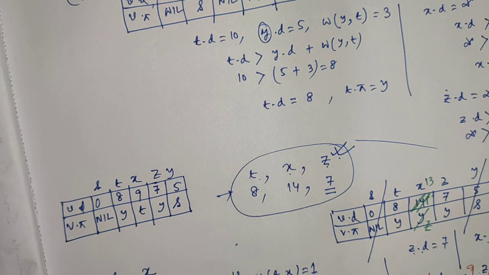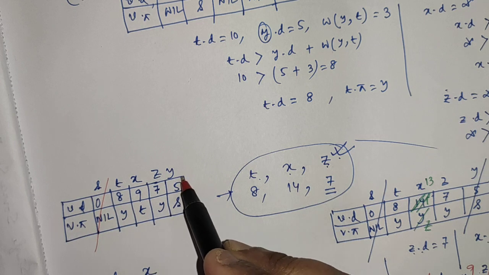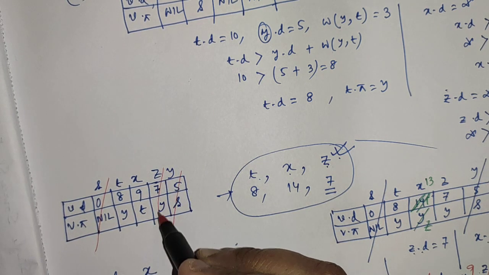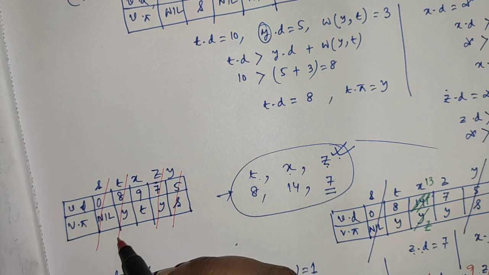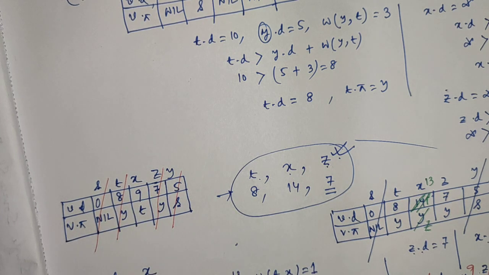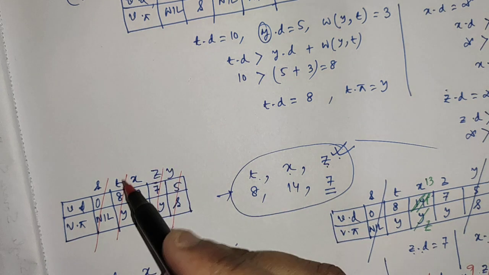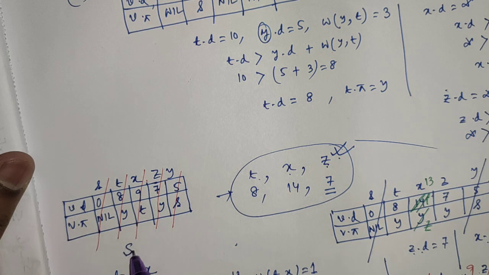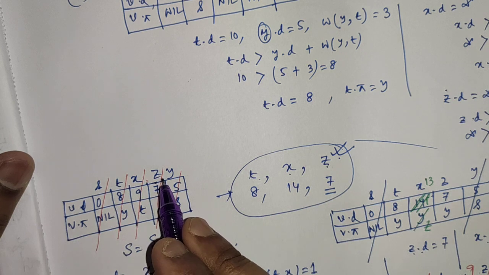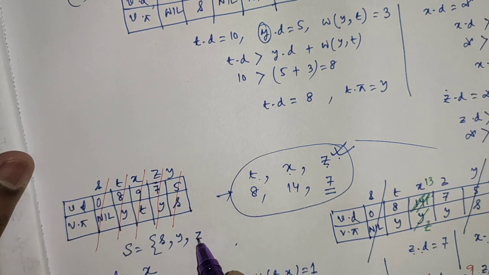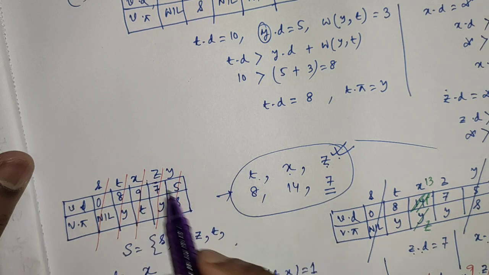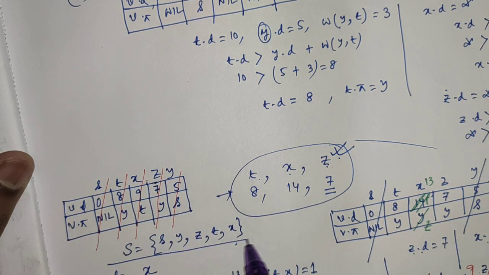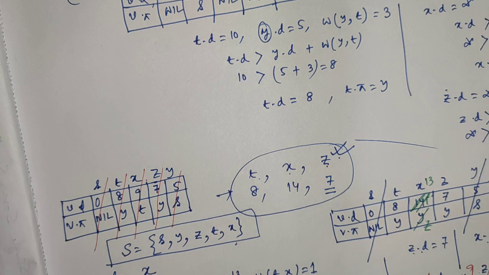So S is complete, next Y completes, then Z completes, now T completes, remaining is X. X is complete by default. Okay, so all are finished. Then the final set S: first S, then Y, then Z, then T, and finally X. So all vertices are covered. Fine. So this is your final table.